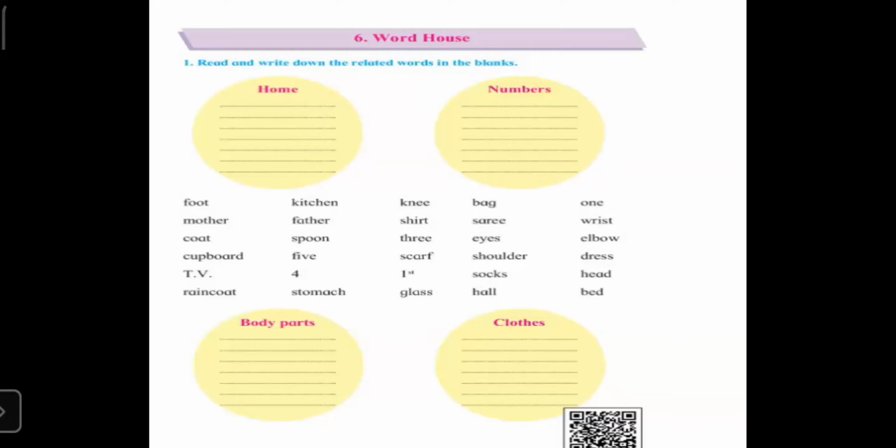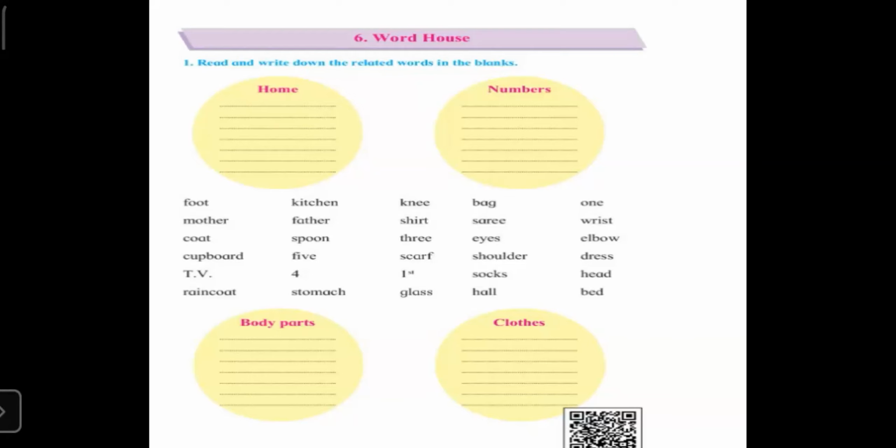The words that are related to home should be written in the home circle. And the words related to numbers should be written in the number circle. And the words related to body parts should be written in the body parts circle, and the words related to clothes should be written in the clothes circle. So this is what we have to do. You have to write all this in pencil only.